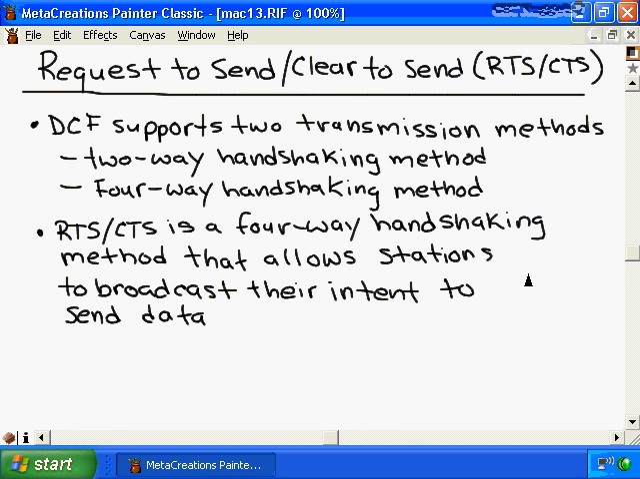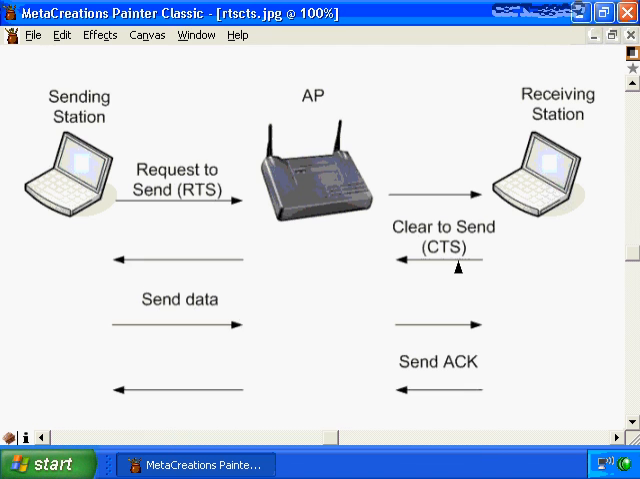So RTS/CTS is the second method for transmitting data on the wireless medium at the MAC sublayer of the OSI model. And using this method, it allows the wireless stations to send the data by first broadcasting their intent to do so to all of the wireless stations on the network. And right off the top of your head, you're probably thinking, okay, broadcast to all the wireless stations, that's going to be a lot of traffic. And yes, that is a lot of traffic. And as a result, you'll find that RTS/CTS is not enabled by default on wireless access points. So let's bring up another whiteboard and learn about the steps that are involved in the RTS/CTS process.